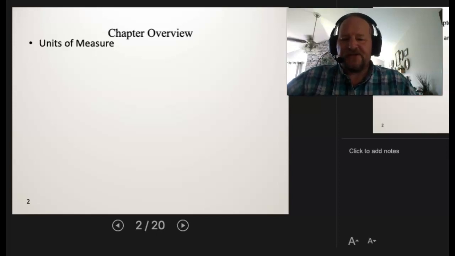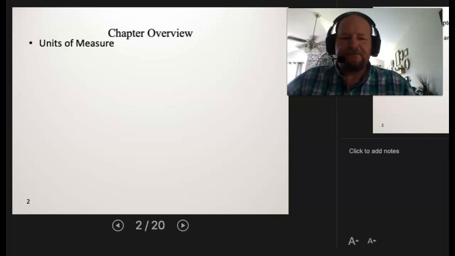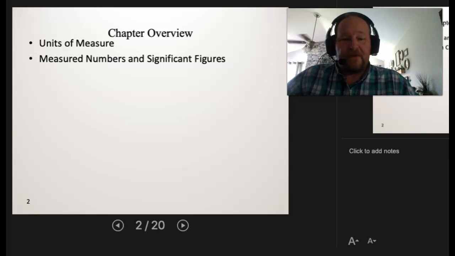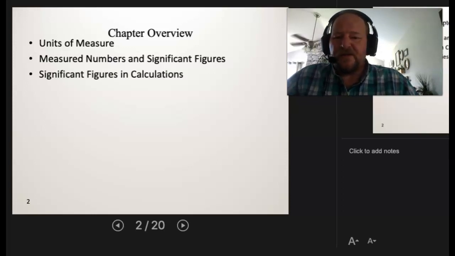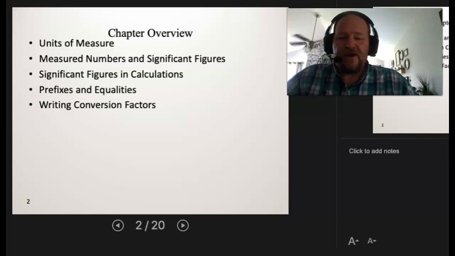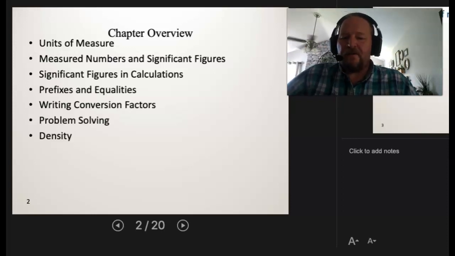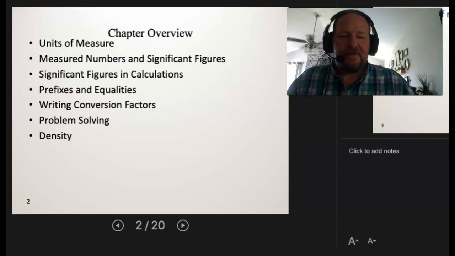And so in this first section, we're going to be focusing on units of measure, which means we'll be looking at measured numbers and then turning those measured numbers into significant figures and seeing where significant figures come from. Then in the following PowerPoints, we'll look at significant figures and calculations, prefixes and equalities, writing conversion factors, problem solving, and then we'll finish out with some application looking at density.